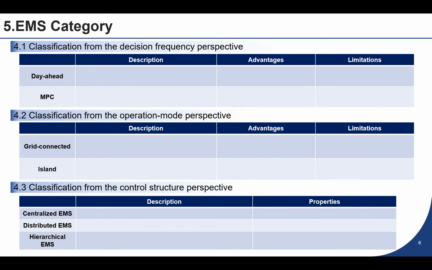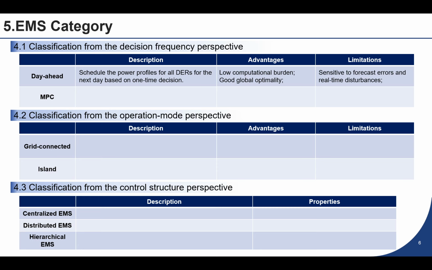Now let's look at the categories of EMS. From the decision frequency perspective, EMS can be classified into day-ahead and MPC classes. The day-ahead EMS makes a one-time optimal scheduling for all dispatchable energy resources based on the forecasts for the next day. Its advantages are low computational burden and good global optimality. However, it's highly sensitive to forecast errors and real-time disturbance.